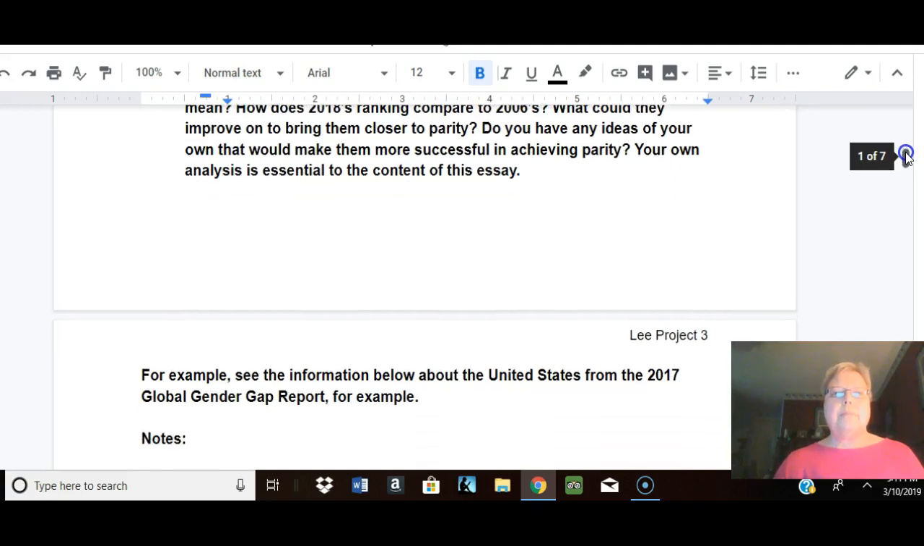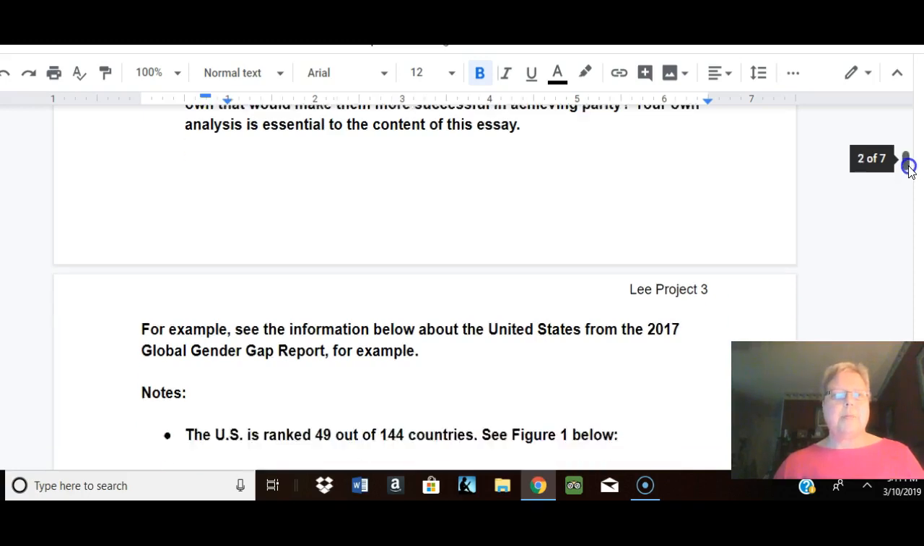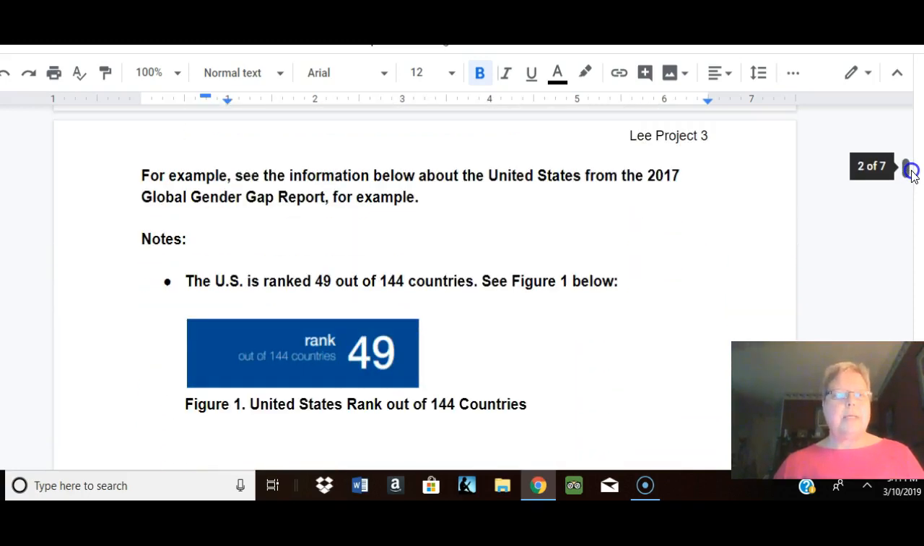So you might want to think of some things. What could they do to improve on getting closer to parity? Any ideas that you might have that would make them more successful? Your own analysis is essential to the content of this essay. So yes, you're going to be doing some reporting, numbers to text, but you're also going to be saying something about what all of this means.